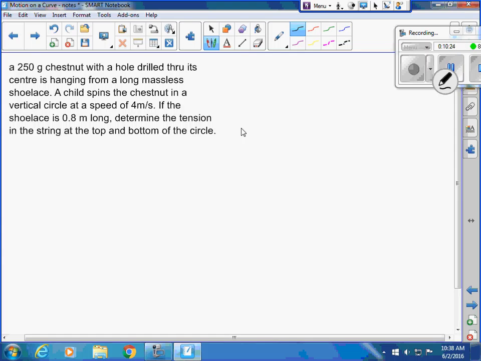Don't worry about it. Because actually that does change things: the mass of the shoelace matters, but the mass isn't at the end. There's actually mass all along, right? And so the mass of the shoelace has different radiuses than the chestnut. So a bit of a calculus question for you. I'm not going to worry about it.